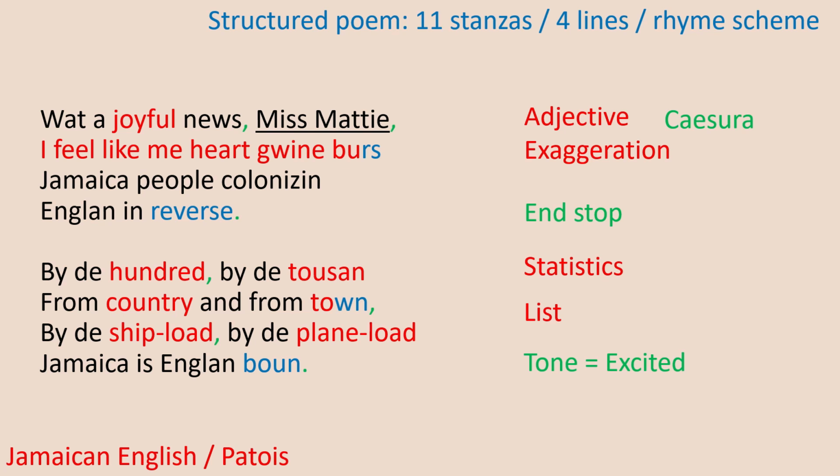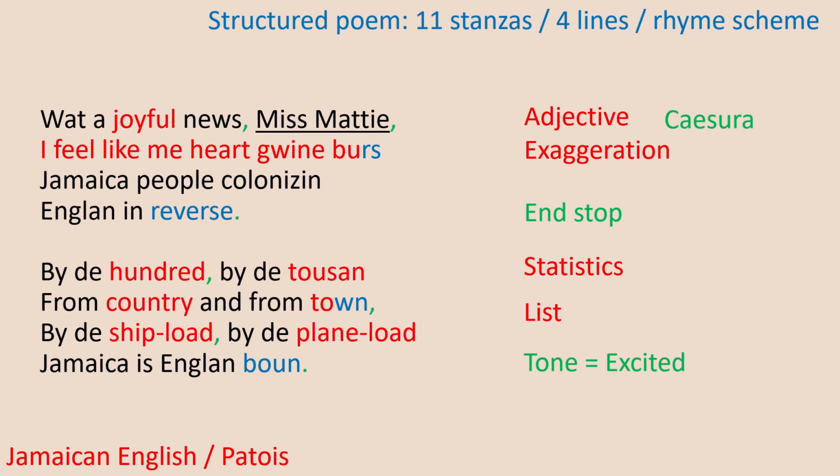Burst and reverse rhyme, so you've got those in blue just to show. We have caesura after the word news to sort of highlight how joyful this colonisation in reverse is for the Jamaicans. And we have end stopping after Miss Matty, so we can ponder on her as a persona in the poem, as a character in the poem, and after England in reverse to end off that stanza. At stanza 2 we have statistics.